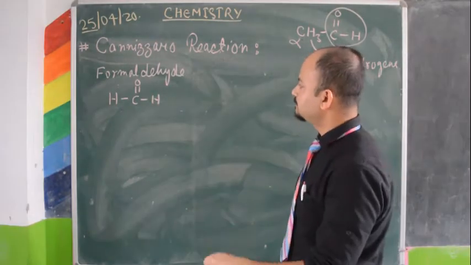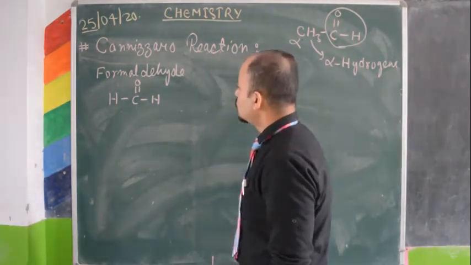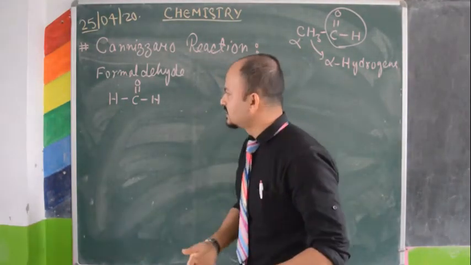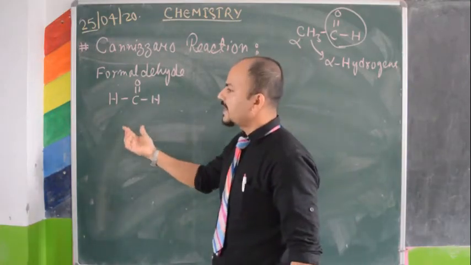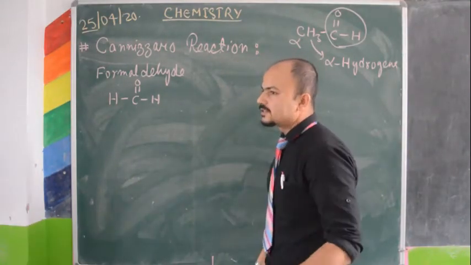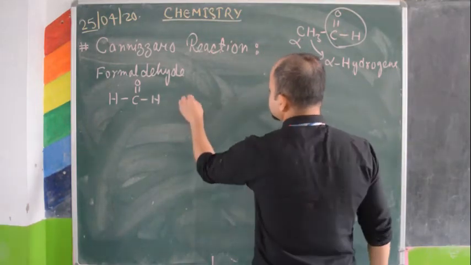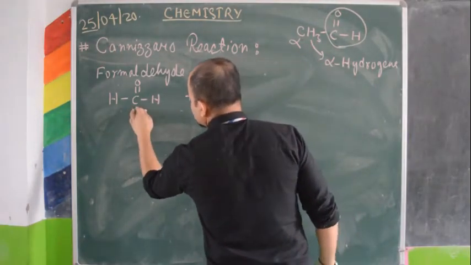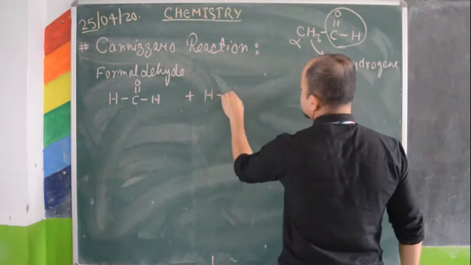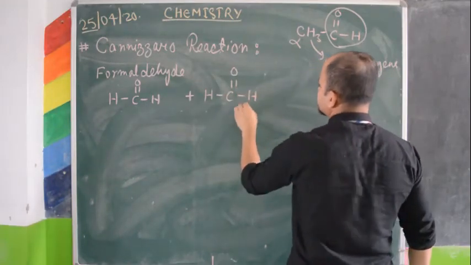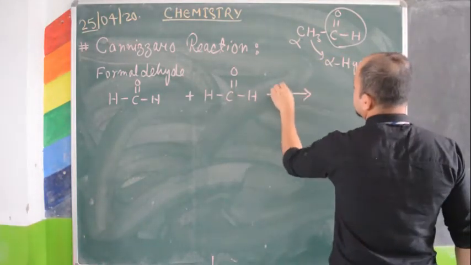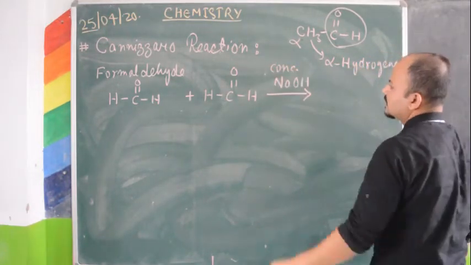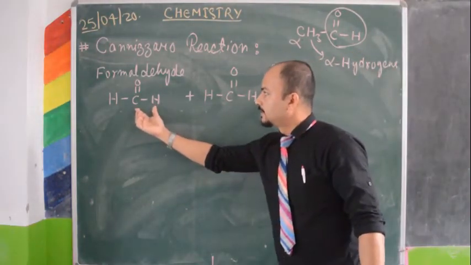Now in the Cannizzaro reaction, two molecules of those aldehydes which do not contain alpha hydrogen react in presence of concentrated base. For example, let me take two molecules. One molecule I have taken over here, the other molecule here. In presence of base, concentrated NaOH. Okay? Listen to this very carefully.